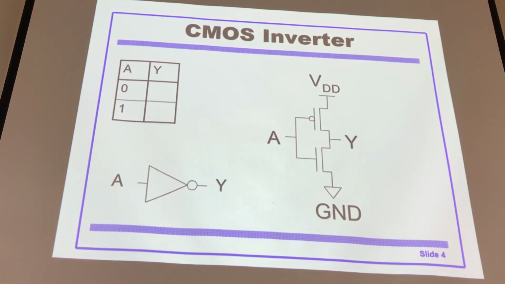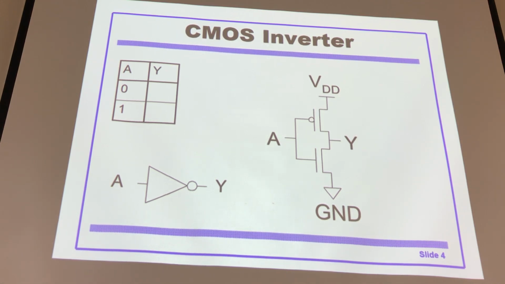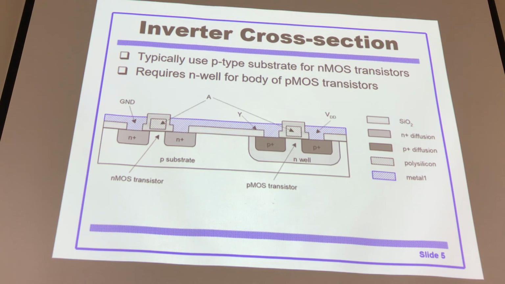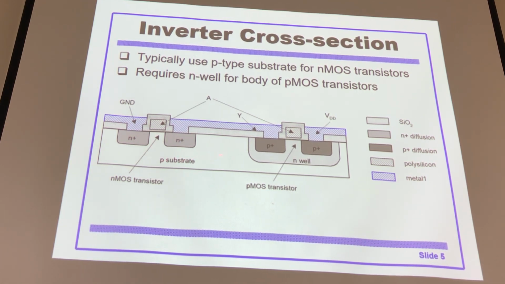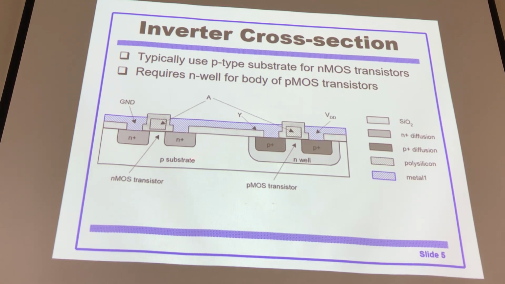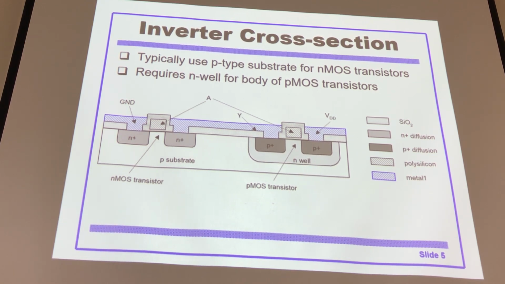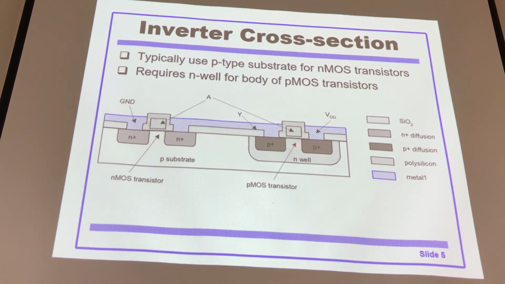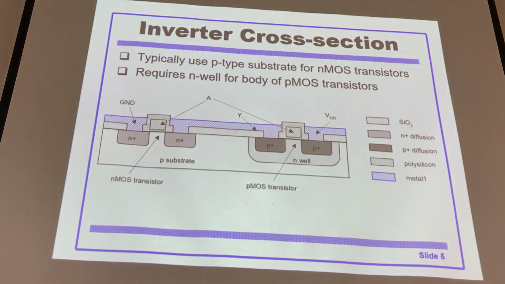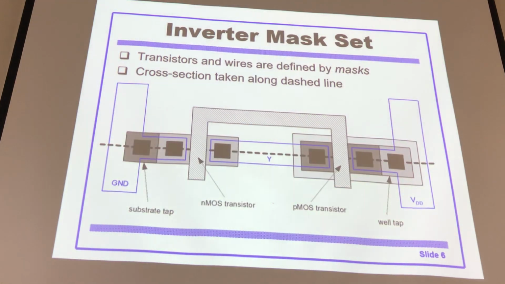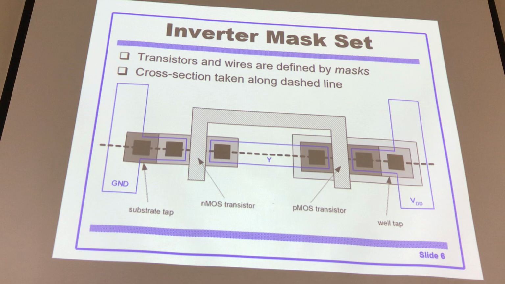A typical static CMOS gate is the inverter, which we've already introduced. And this is the cross-section view of the inverter circuit, with the PMOS transistor and NMOS transistor. That's the layout. We've seen that before.